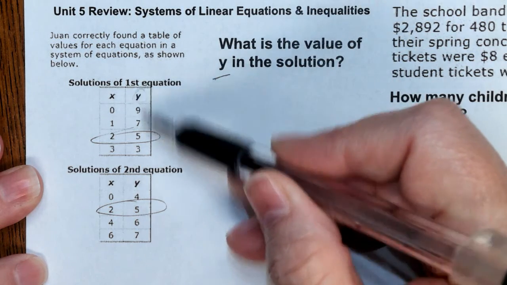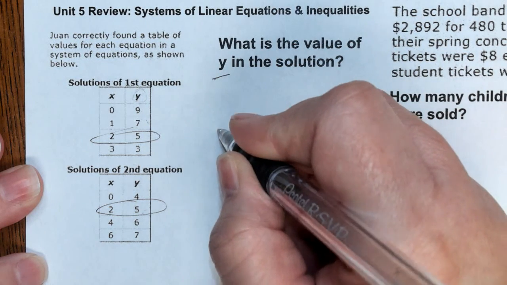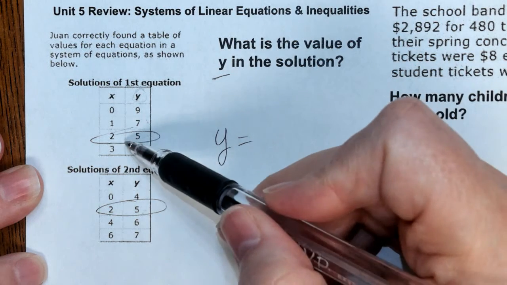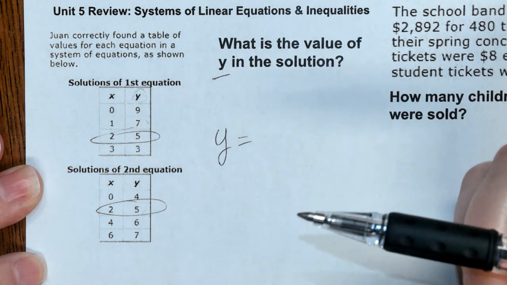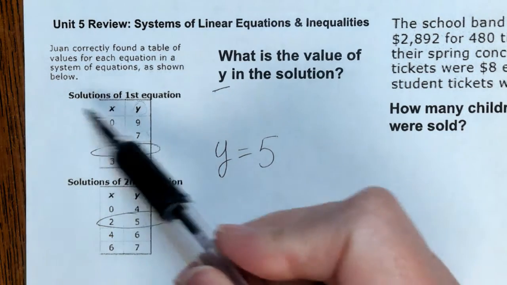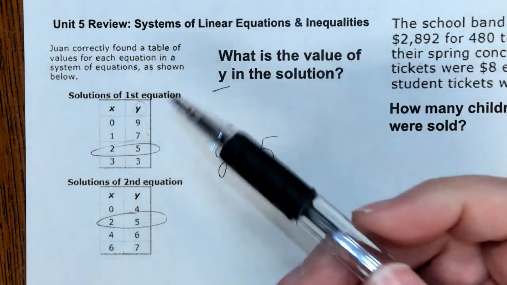Well, the y is this column. What do we circle? 2 and 5. Well, 2 and 5 is the point, but which one's the y? The 5. Yeah. They could have easily asked for the x. If they did, just make sure you know the difference. If they asked for the point, it's 2, 5. If they asked for the x, it's 2. If they asked for the y, it's 5. Okay, so just make sure you know the difference. On the table, even if they didn't put the x and the y, just remember x is always first.